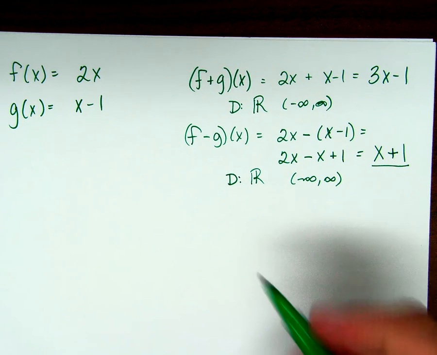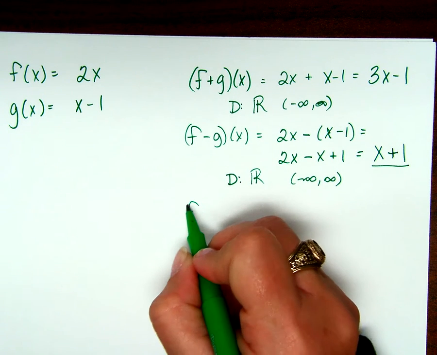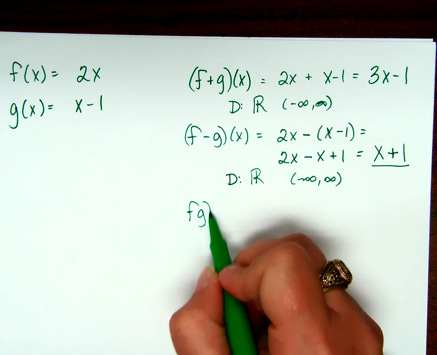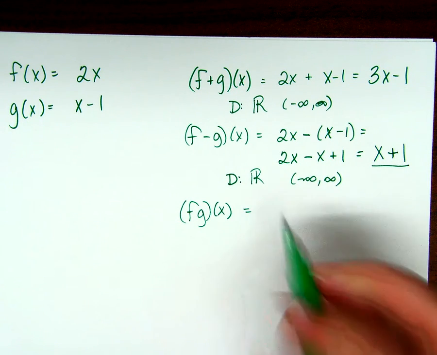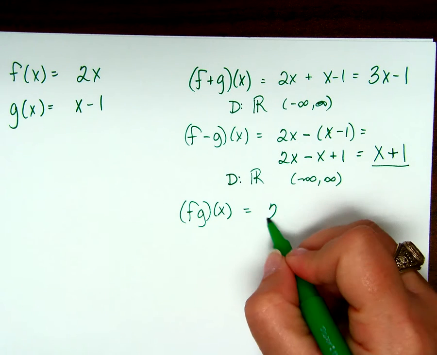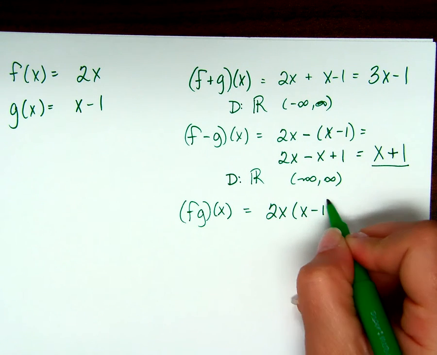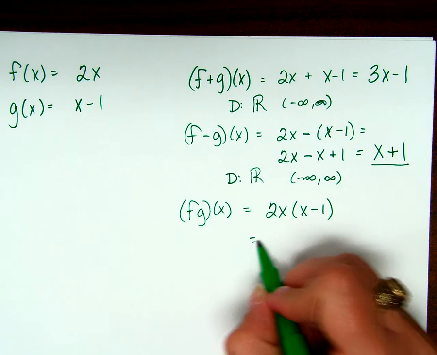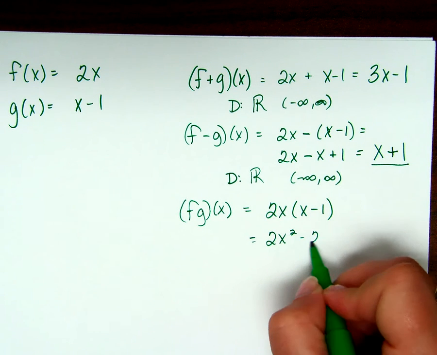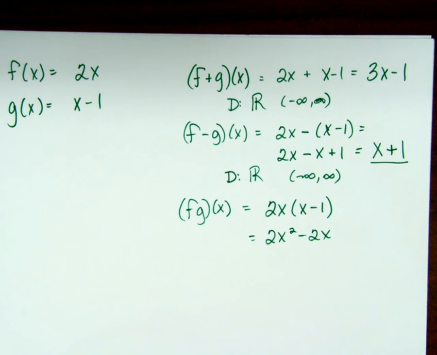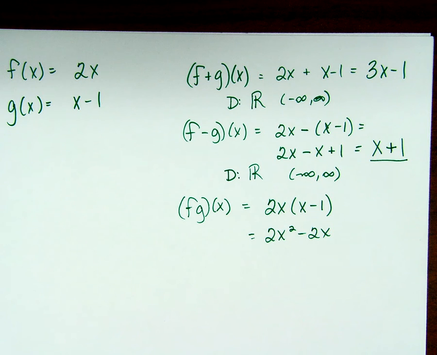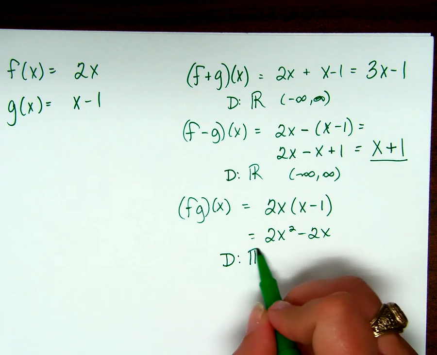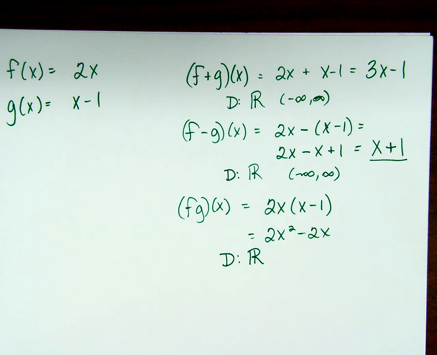So what's next? We did f plus g, f minus g, f times g: 2x times x minus 1, which is 2x squared minus 2x. What kind of function is that? Quadratic? What's the domain of a quadratic function? Yeah, all real numbers.